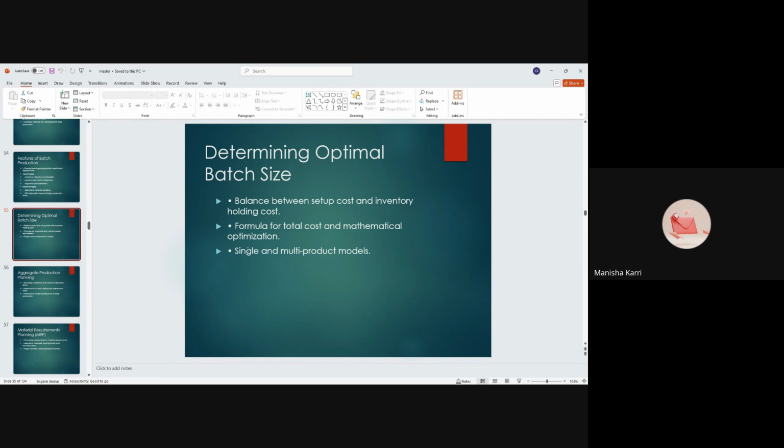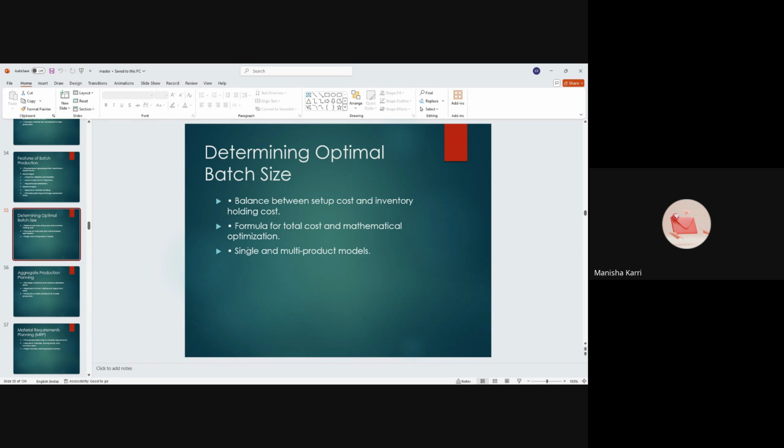Next, inventory holding cost. The inventory holding cost is when the batches are large: if the batch is larger, you will have more products in storage, which costs money and storage space and carries a risk of spoilage of the products, etc. The goal is to find a batch size that minimizes both setup and holding cost.